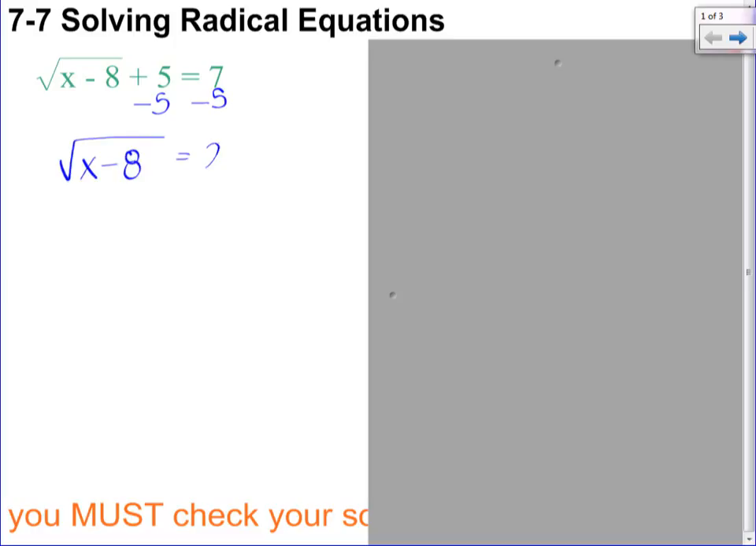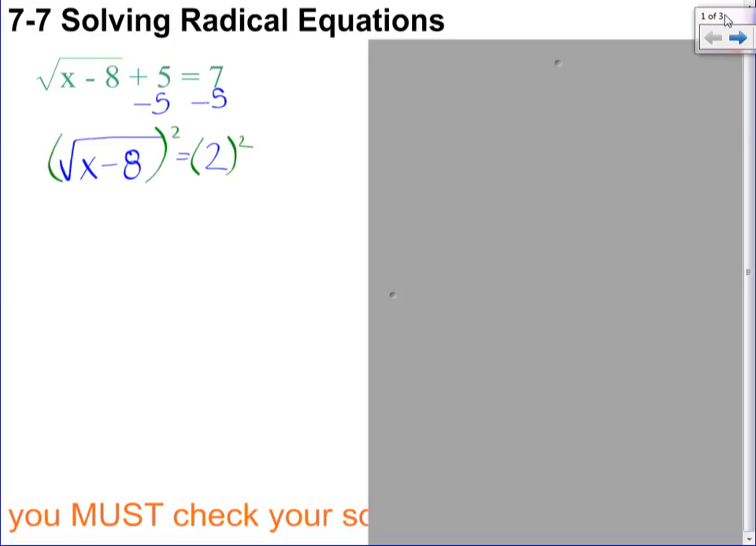Okay, so we've got 2 here. What should we do next? This one might not be as obvious, but hopefully you can figure it out. We're going to square both sides, because right now there's a square root and we want to get rid of that. So the opposite would be to square both sides.